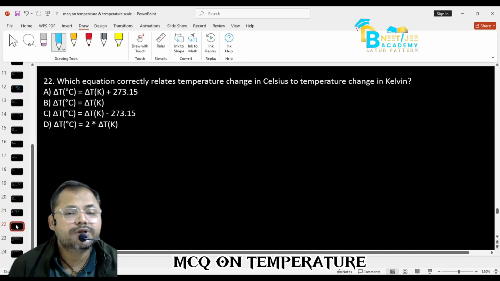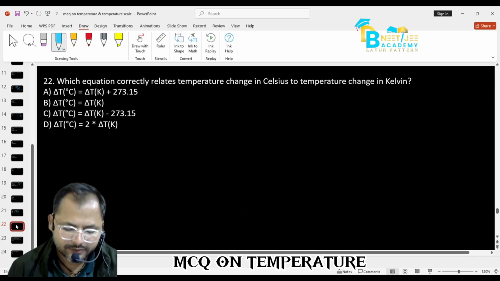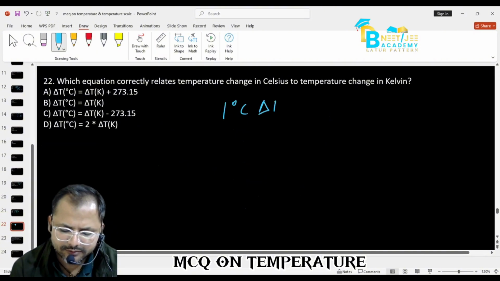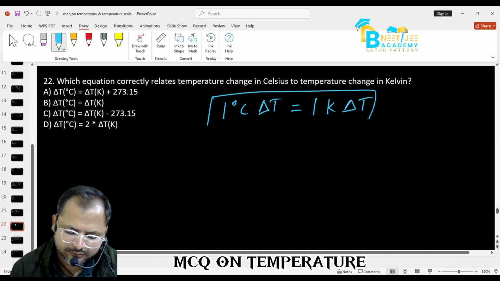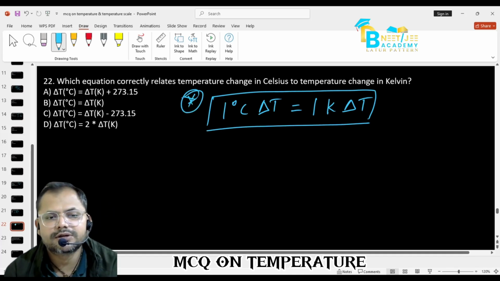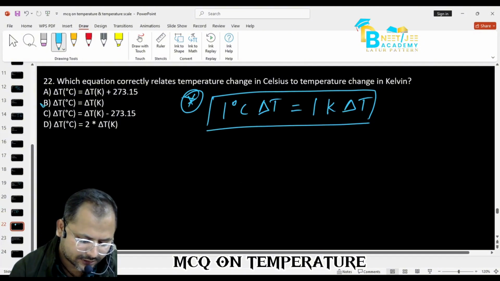Next question. Which equation correctly relates temperature change in Celsius to temperature change in Kelvin? So 1 degree Celsius change in temperature is equal to 1 Kelvin change in temperature. This concept we have to remember to solve this type of questions. 1 degree Celsius change in temperature equal to 1 Kelvin change in temperature. So option B is the correct answer.